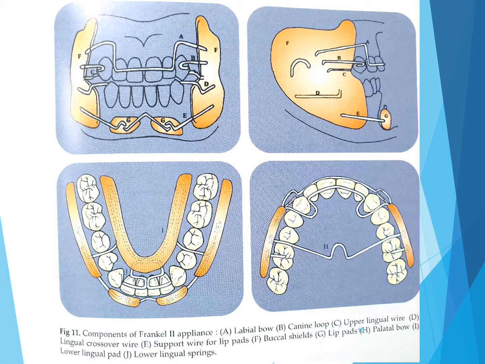Okay, so it's situated on the lingual area. And then look at D. D is the lingual crossover wire. This is also situated at the lingual area. And then E. E is the support wire for lip pad, which is connected from the buccal shield to the lip pad. And then H, situated at the palatal area. H is the palatal bow. And then finally it's I. I is situated at the lingual part of the lower incisor. This is called lower lingual springs.